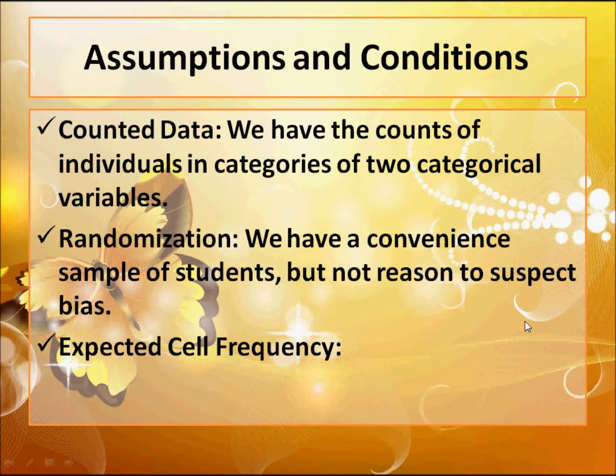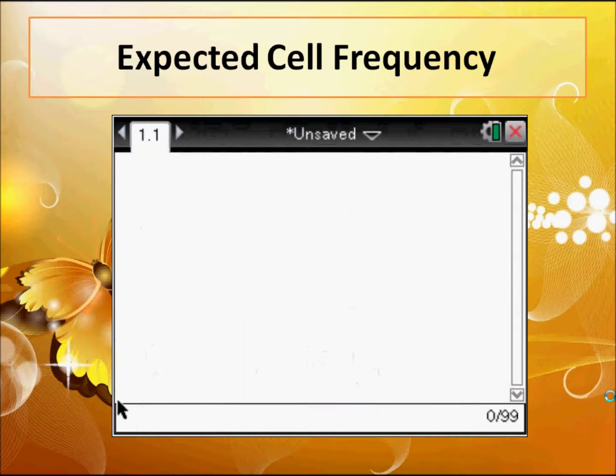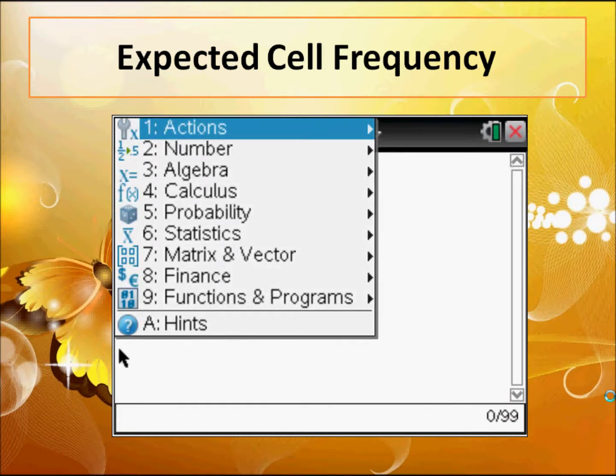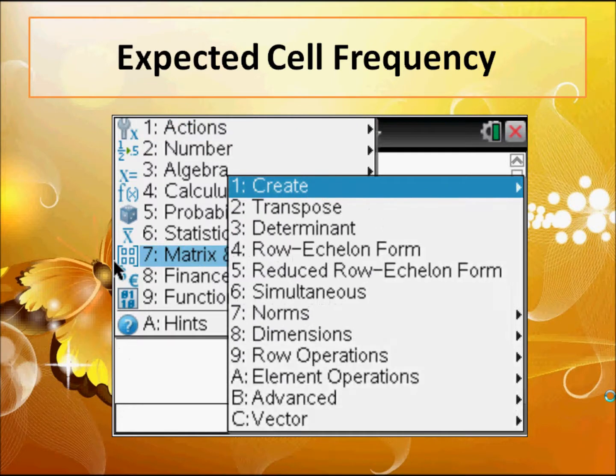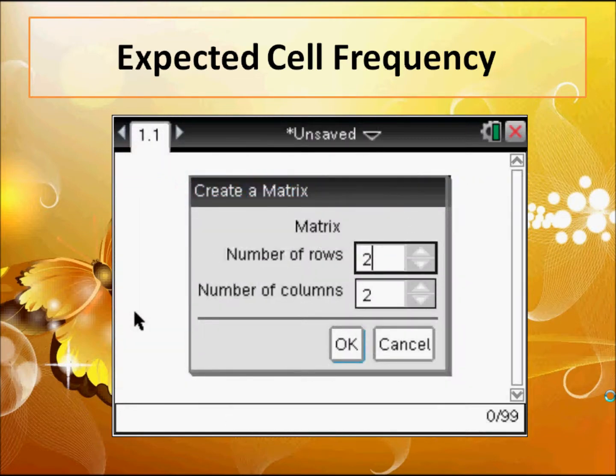So here we have counted data, randomization, and expected cell frequency. Now with this one, I'm going to show you how to go through the calculator. So first, start on the main screen, then open up a calculator. You're going to go to your menu, and then matrix, and you're going to create a matrix. Now, you're going to be asked how many rows and how many columns. In this case, we're going to do a 2 by 2 because that's where the values are.